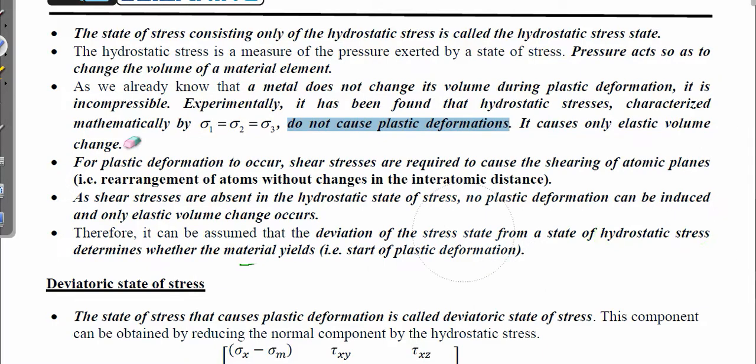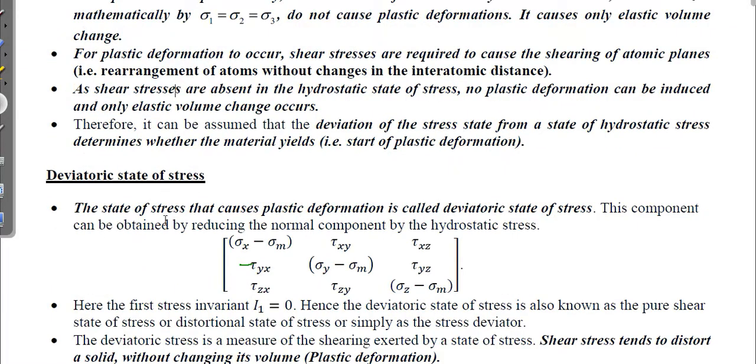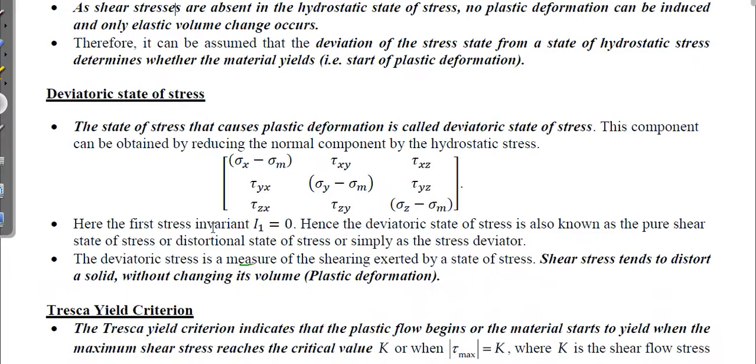Now let's see something about deviatoric stress. The state of stress that causes plastic deformation is called the deviatoric state of stress. This component can be obtained by reducing the normal component by the hydrostatic one, that is sigma xx minus sigma m. This is known as deviatoric stress. Here the first stress invariant, I1, equals 0. These things can be found in the books, so there is no need to derive them here, because we have to solve this question and understand the concept by assuming we know them already.